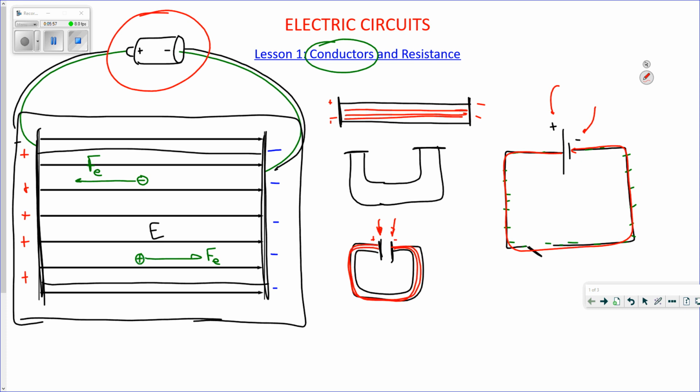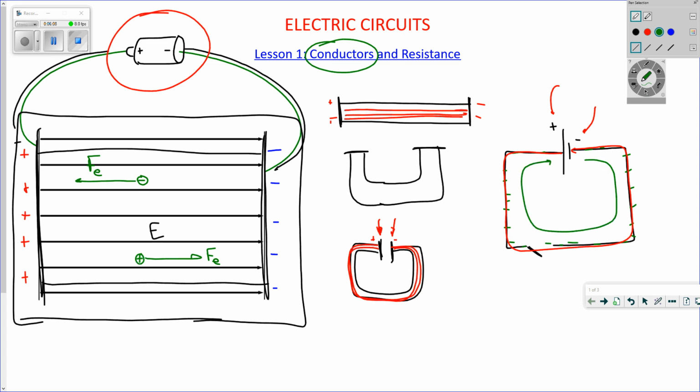And what does that field do? Well, because there are charges everywhere, the field pushes the charges, and then these charges all start to move. They all start to move this way. Right? The field is counterclockwise, but this electron current would be clockwise, because remember, the field points in the direction of the force that a positive charge would experience, but our charge movers are actually negative.